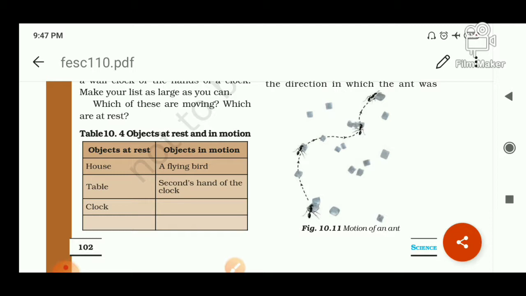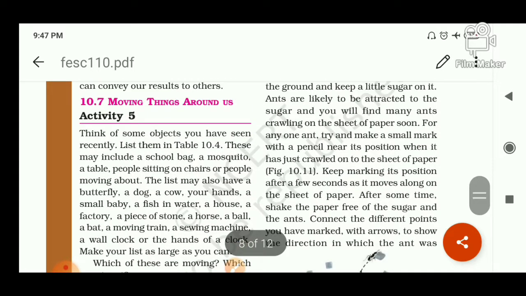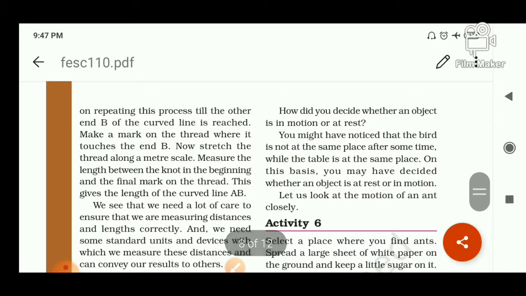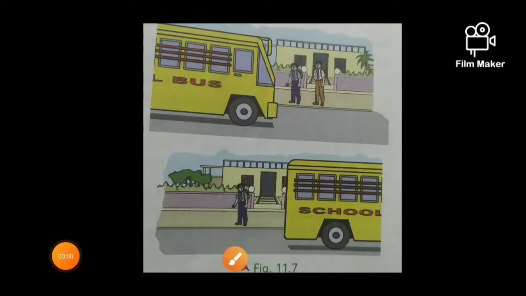Then you have to categorize all the things which you can see around you into the objects which are at rest and in motion, right? Okay, then how did you decide whether an object is in motion or in rest? Right, this is a question for us, how we can decide whether the things are in motion or in rest. Okay, now see one more example for that.